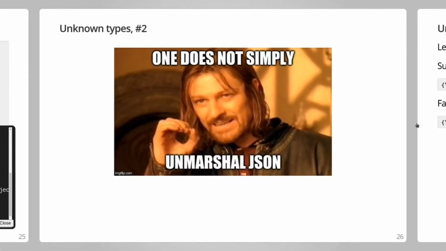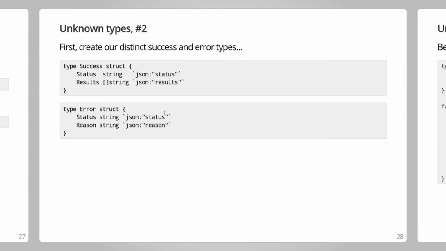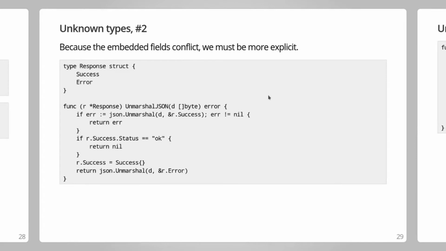But what happens when we have conflicting or overlapping fields? Let's look at an example. So in this example, our API returns a status key for both success and failure. So we update our success and error types to include status. You can see that that's duplicated between success and error. But now it's not sufficient to just embed them because the JSON unmarshaler won't know where the status field goes. So we have to now create our custom unmarshal function.